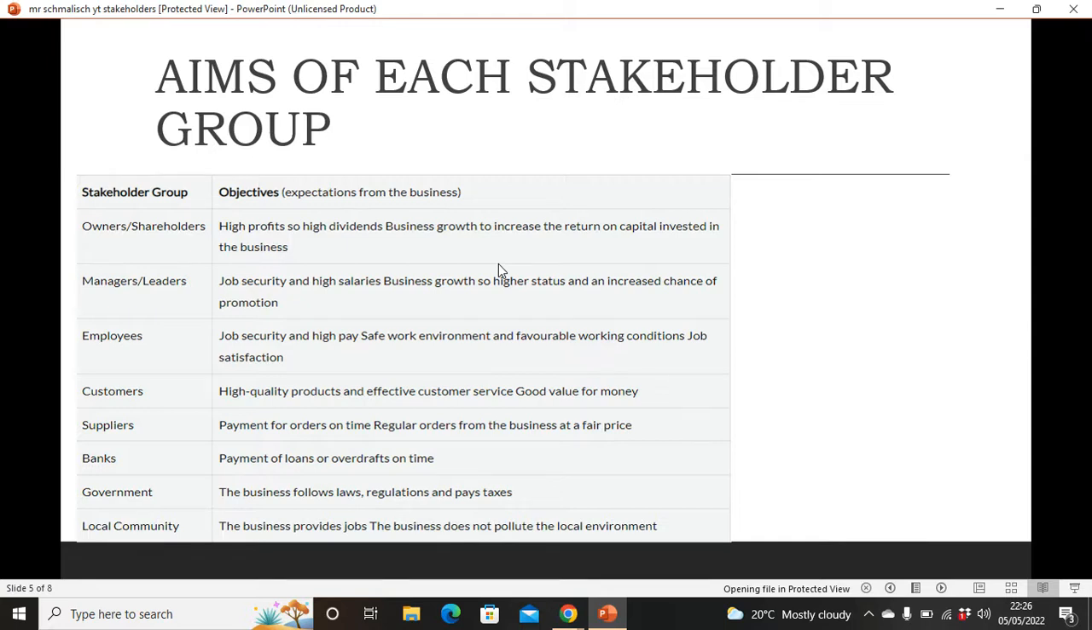And then you've got the local community. Their main aim is to make sure the business does not pollute the local environment. This stakeholder group lives around the business. They might want the business to provide jobs or work.